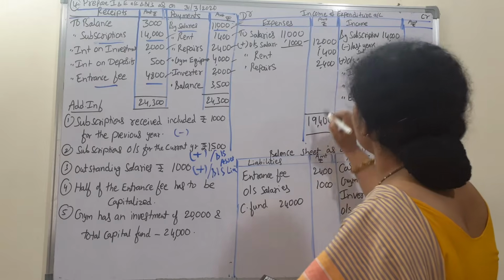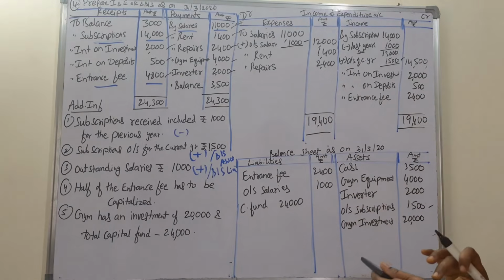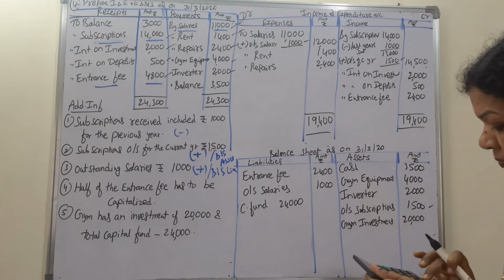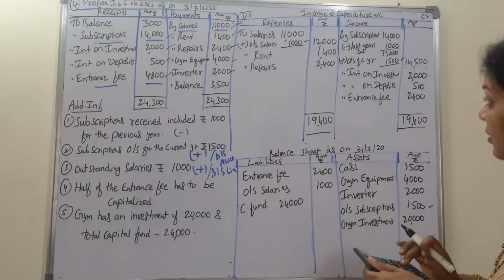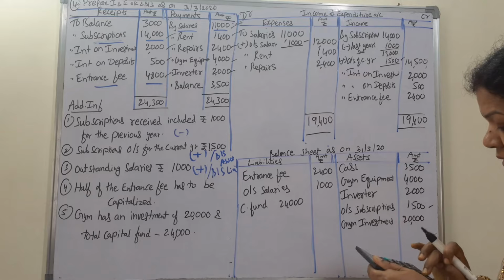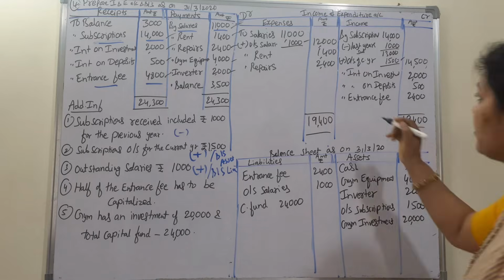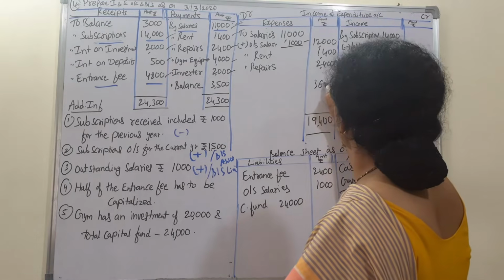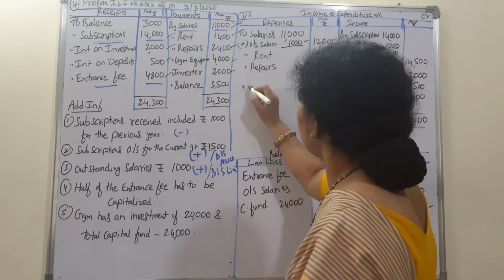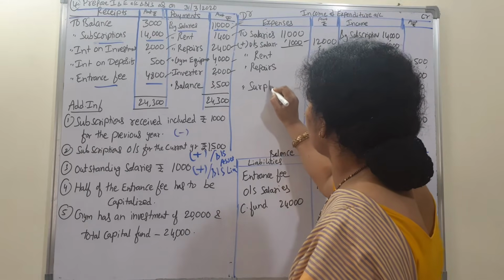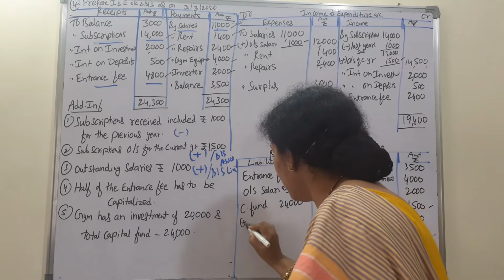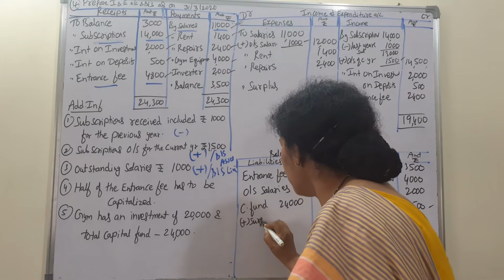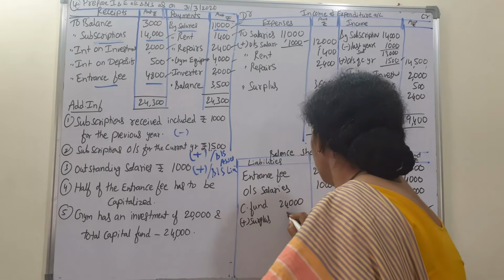19,400 minus 12,000 minus 1,400 minus 2,400. It is 3,600. This is surplus. Surplus is to be added here. Add surplus, 3,600.